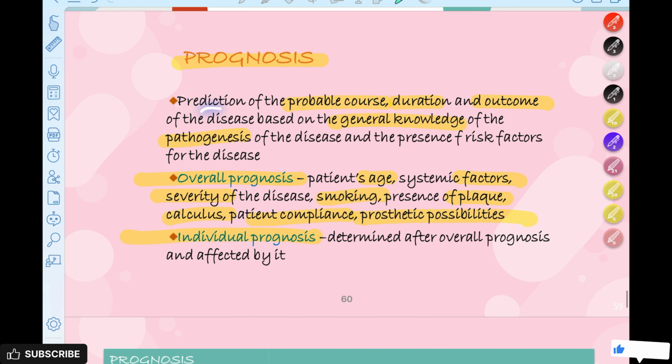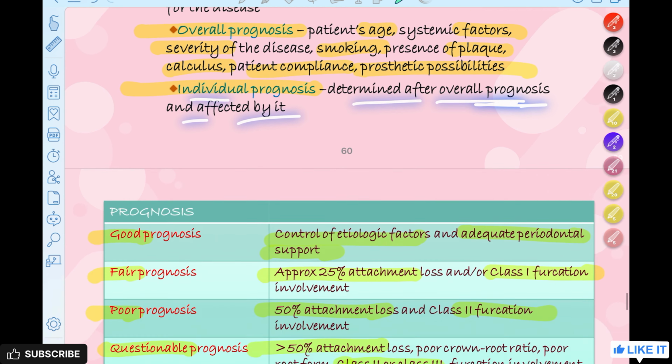Prognosis is the prediction of the probable course, duration and outcome of the disease, which is very important. It is the outcome of the disease based on the general knowledge of pathogenesis of the disease and the presence of risk factors for the disease. There are two kinds of prognosis, overall and individual. For overall, the factors to be considered are the patient's age, systemic factors, severity of disease, smoking, presence of plaque and calculus, patient compliance, and prosthetic possibilities. Individual prognosis is determined after overall prognosis and affected by it.